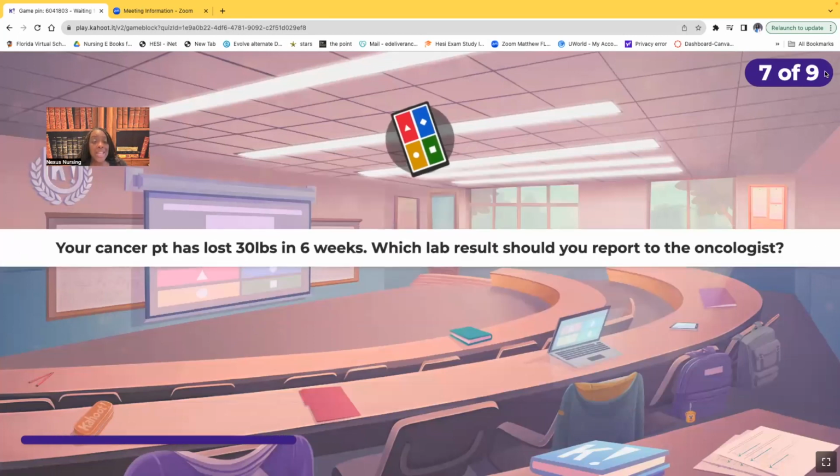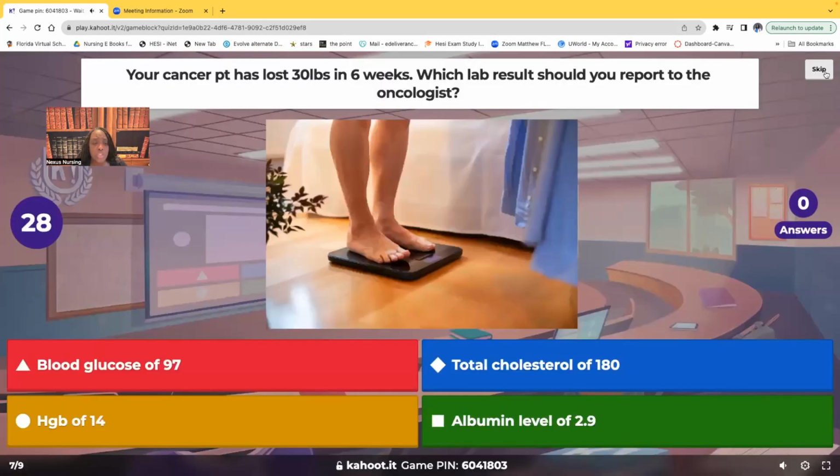Your cancer patient has lost 30 pounds in 6 weeks. Which lab results should you report to the oncologist? Would it be a blood glucose of 97? Would it be a total cholesterol of 180? Would it be a hemoglobin of 14 or albumin level of 2.9?